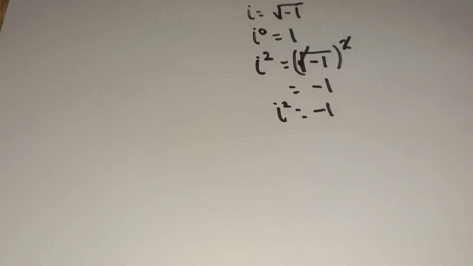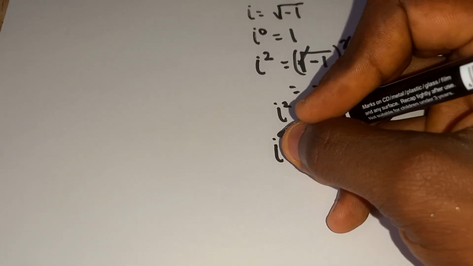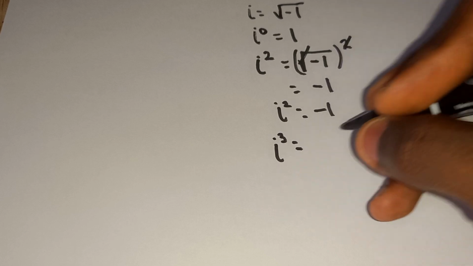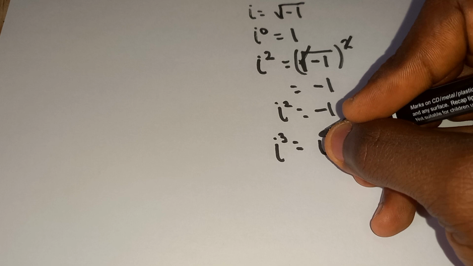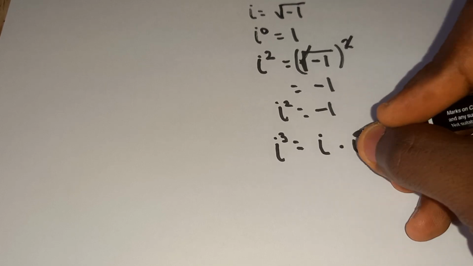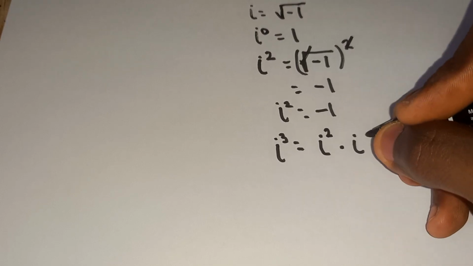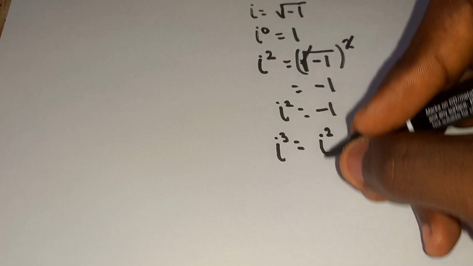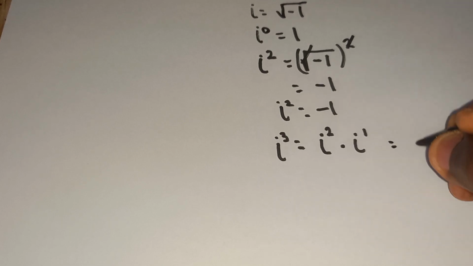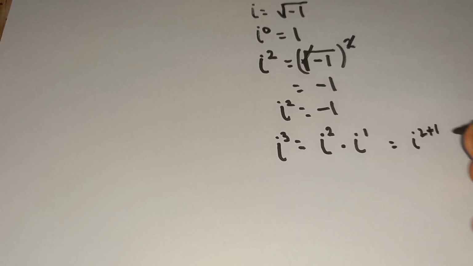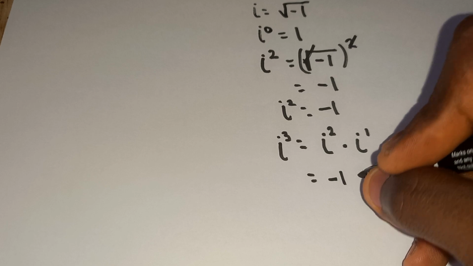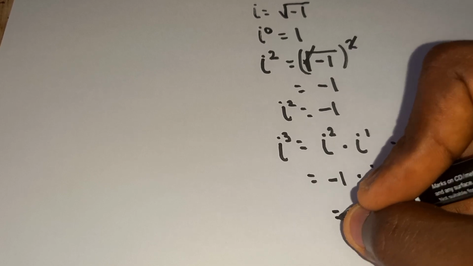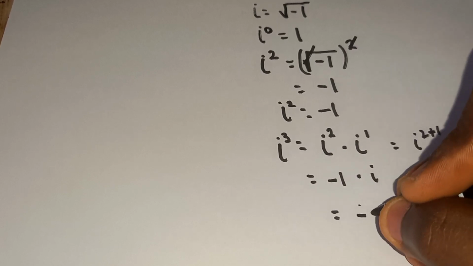So let's try for i^3. That's i raised to the power 3. From indices, we know that when the bases are the same, we pick 1 and 2, because this is equal to 2 plus 1. So then we have this to be -1 times i. So we have this to be negative i.